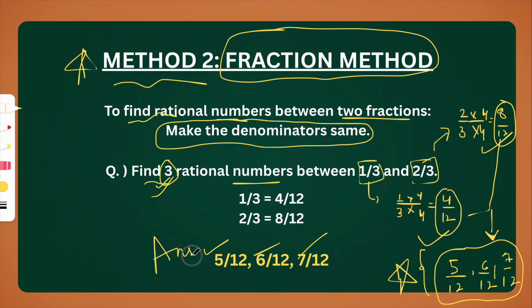Okay, if the numbers have different denominators, first you need to make the denominators the same, then you need to find an equivalent fraction in between them. Find an equivalent fraction that fulfils whatever requirement is in the question. After that, just write the answers between those equivalent fractions. Okay, that will be your rational numbers. Very easy.